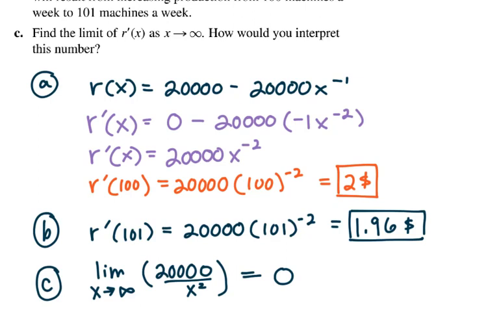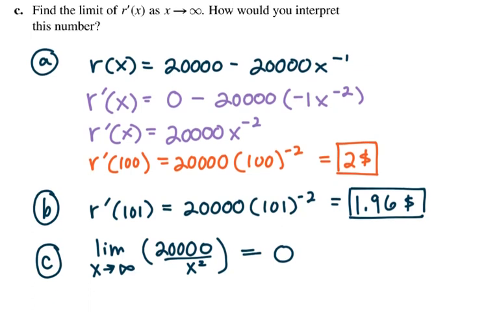So if we think about trying to interpret this and think about what this means in real life, the increase in the revenue, the actual extra revenue you will be making, as the number of items increases without bound, that's going to approach 0. So at a certain point, there is no reason to make or to try and sell more because you're not going to be making any extra revenue. You will have maxed out your revenue in a sense.